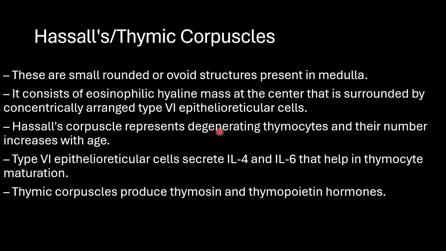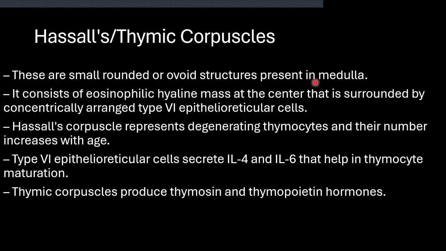Now, these are the thymic corpuscles. They are simply small rounded or ovoid structures present in the medulla. They consist of a hyaline mass at the center, which is surrounded by the type 6 epithelial reticular cells. They increase with age, okay, and they are a representation of degenerating thymocytes.